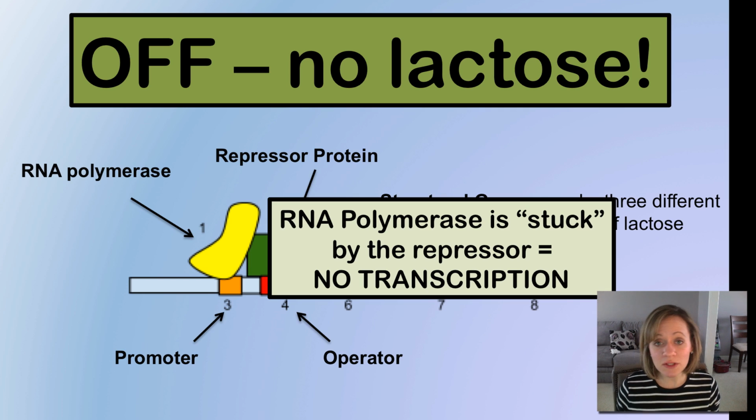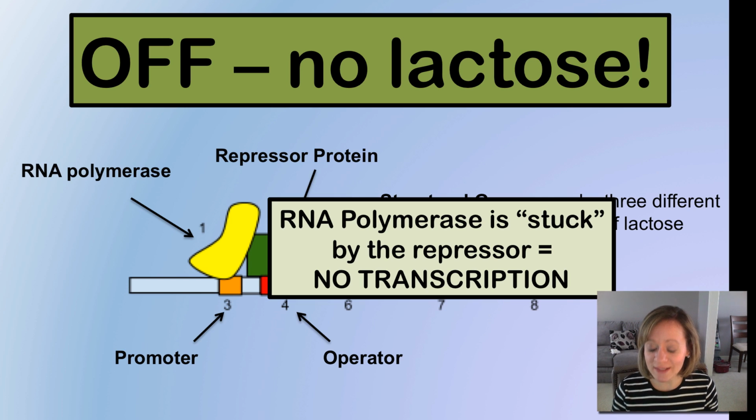There's no lactose in the environment. The bacteria has no need to make these enzymes. It's not eating lactose, so it doesn't need the enzymes to digest it. So it's not going to waste the energy to make these enzymes when it's not having lactose in the environment. So it doesn't need to break lactose down.